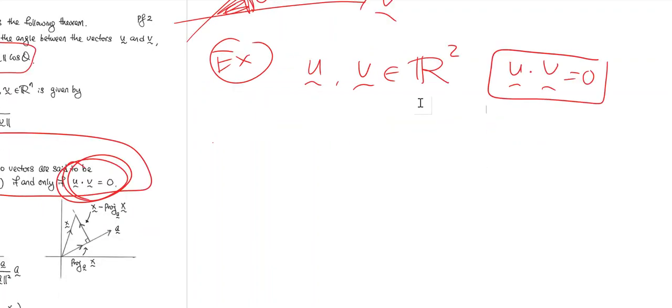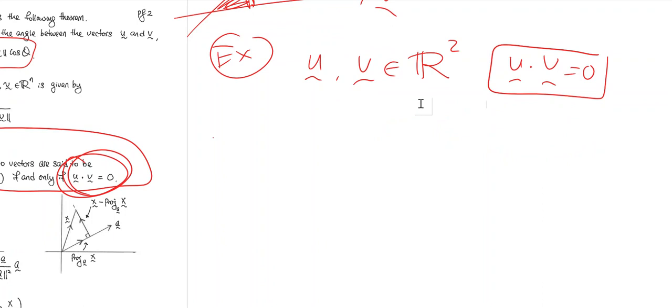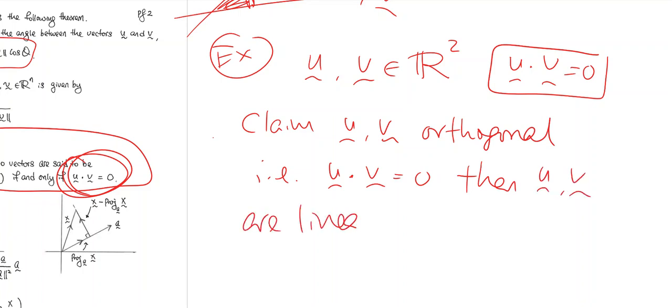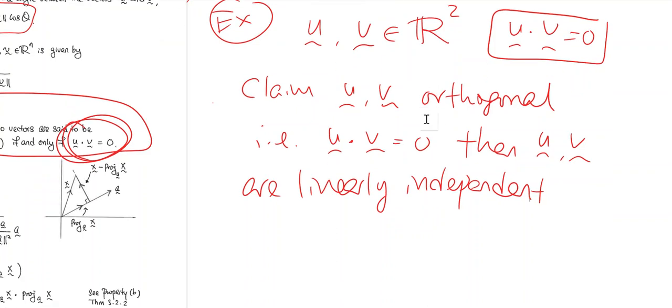Now, I claim that if you have orthogonal vectors, they are linearly independent for sure. So my claim is that if u and v are orthogonal, i.e. their dot product is 0, then u and v, these two vectors, are linearly independent. You can extend it to 3 or 4 vectors, it doesn't really matter. I'm just giving you a very simple example here.